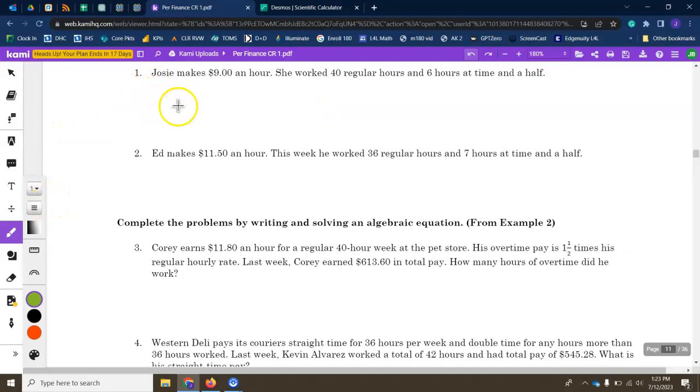So number one, Josie makes $9 per hour. We definitely need that for Josie. We know that Josie worked 40 hours that week, and in addition to that, plus, this person also worked 6 hours at time and a half, and that time and a half is calculated by multiplying by the 9 dollars that they get paid every hour.